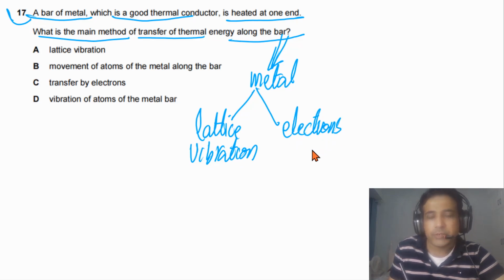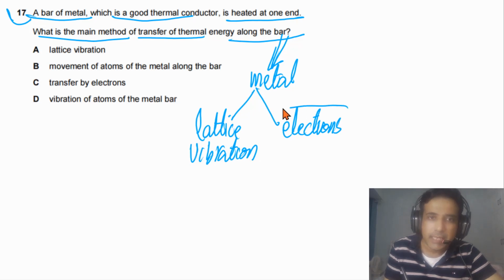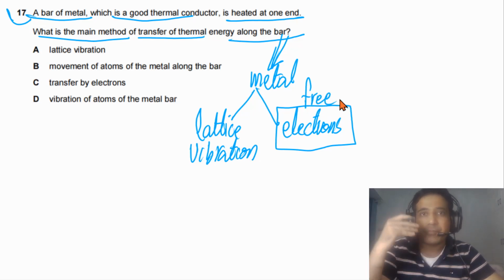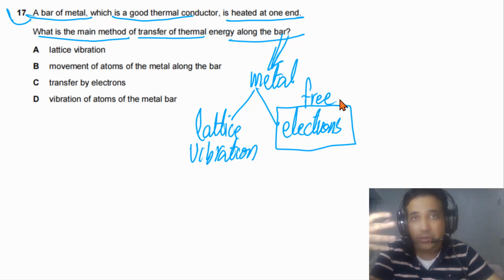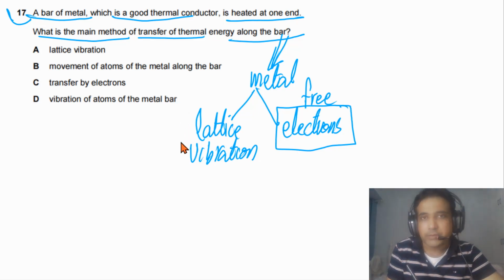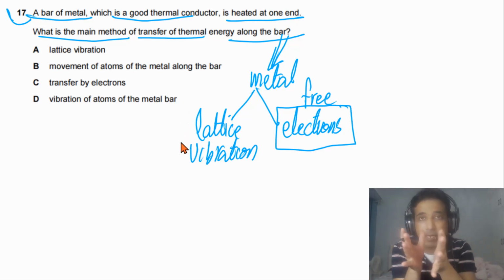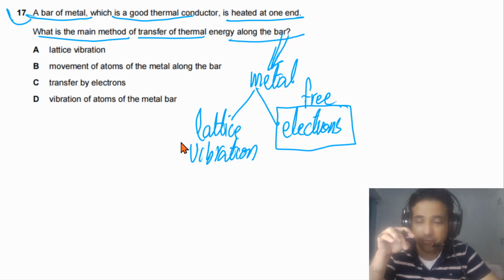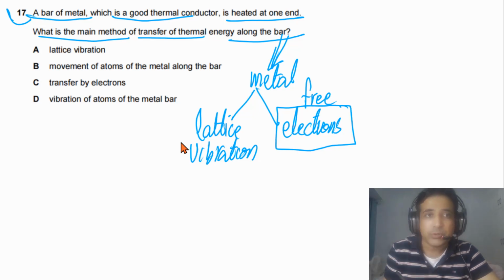The main method of energy transfer in metals is by electrons, because metals are good conductors as they have more free electrons. That's the reason metals are good thermal conductors. In non-metals, energy is transferred by lattice vibrations, but in metals it is due to lattice vibrations and also due to free electrons. So the main method of energy transfer in metals is due to free electrons.